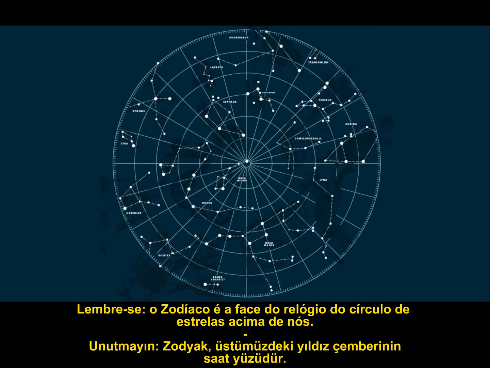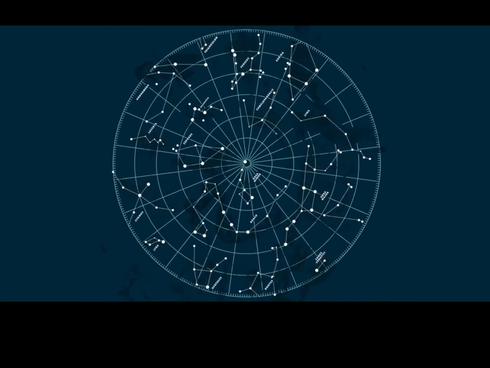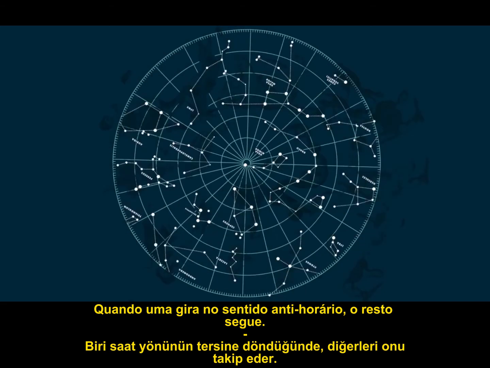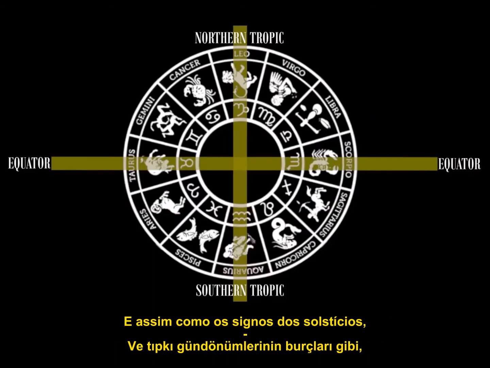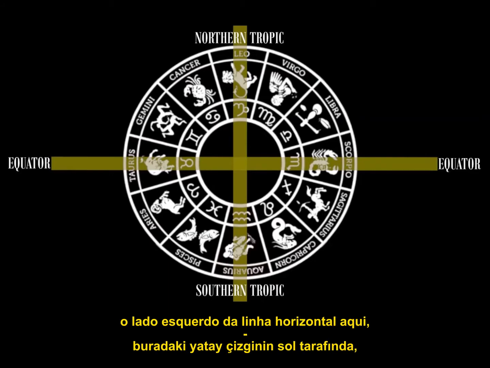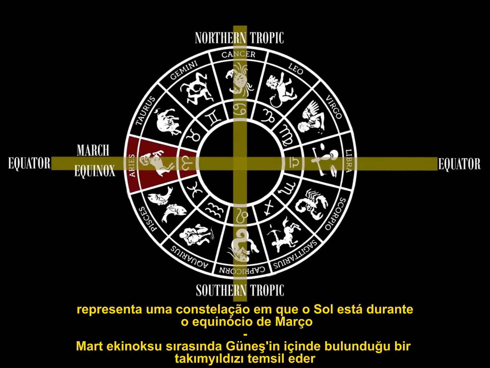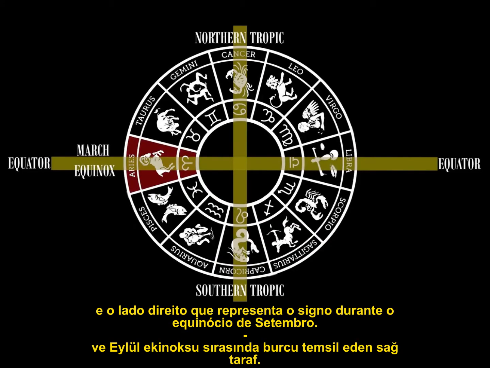Remember, the zodiac is the clock face of the circle of stars above us. When one turns anti-clockwise, the rest follow. And just like the signs of the solstices, the left hand of the horizontal line here represents the constellation the sun is in during the March equinox, and the right hand side representative of the sign during the September equinox.